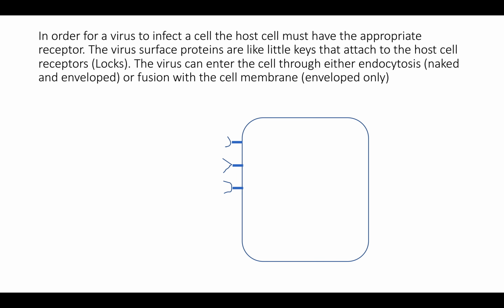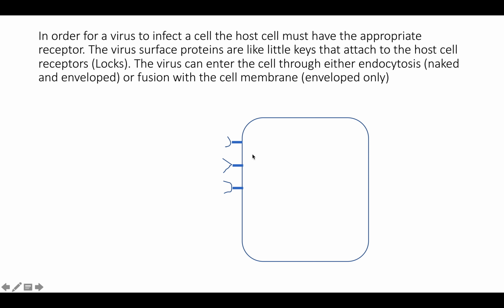In order for a virus to infect a cell, the host cell must have the appropriate receptor. The virus surface proteins are like little keys that attach to the host cell receptors, which would act like a lock. The virus can enter the cell through either endocytosis, for a naked or enveloped virus, or fusion with the cell membrane, which would only occur with an enveloped virus.